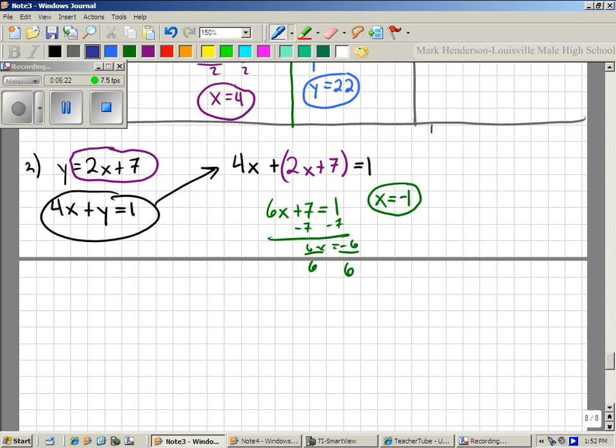Okay. So then, which equation am I going to put it into? The bottom or the top? I think the top one would be easier. It's going to get you the same answer, but I like to do what's easiest. It's always the best. 2 times negative 1 plus 7. So here y equals positive 5. So I have negative 1 and 5 for my intersection.